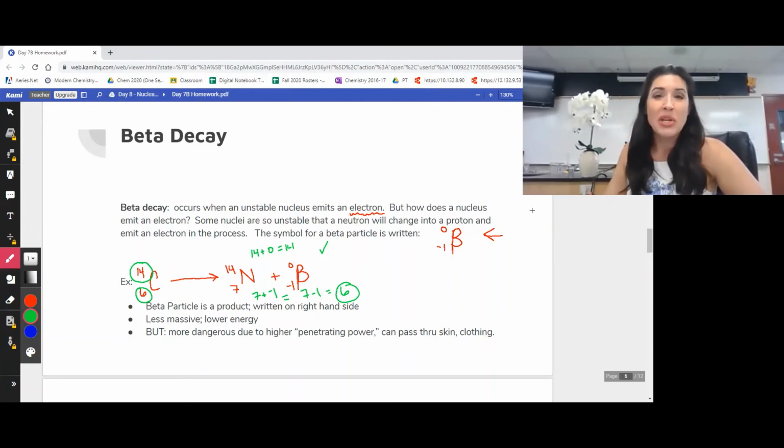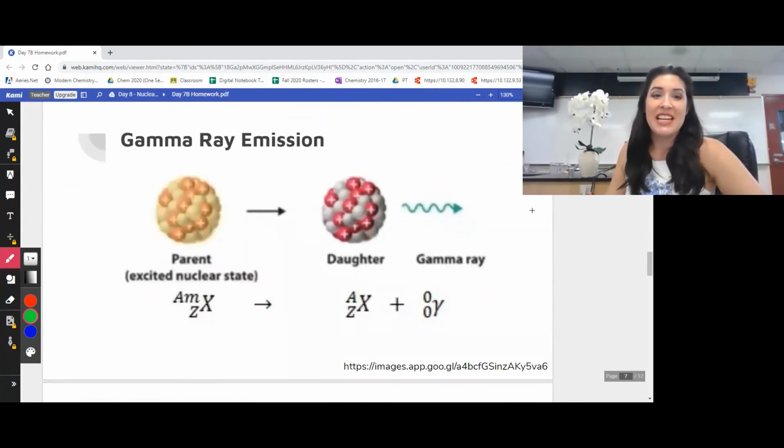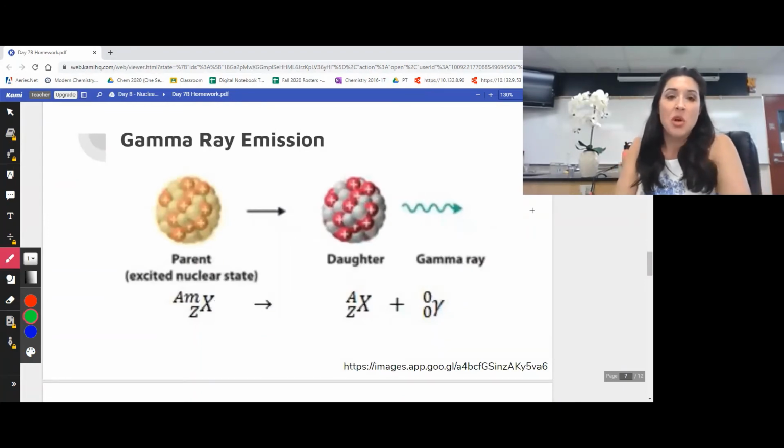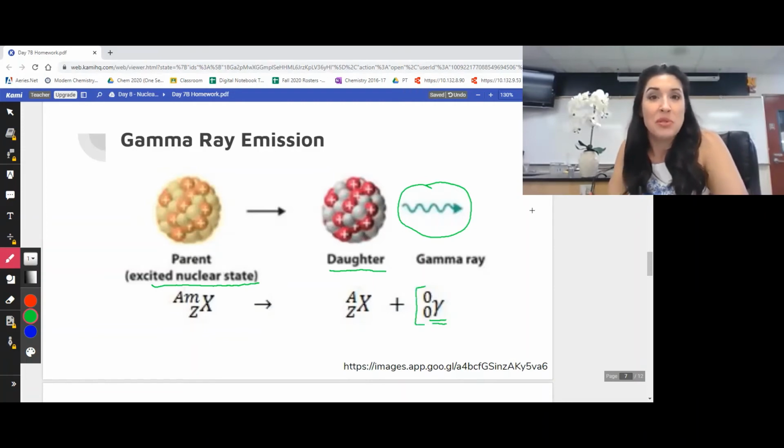Our next form of radioactive decay that we're going to talk about is called gamma ray emission. And here's a generic example of a gamma ray emission, where you have an excited or unstable parent nucleus. It undergoes gamma ray emission to form a more stable daughter nucleus and some gamma ray energy. And we actually have a Greek symbol, gamma, that we use to identify this formation of gamma radiation. Notice that the mass number and the atomic number are both 0 because there are no protons and no neutrons in a gamma ray. It's simply composed of energy.